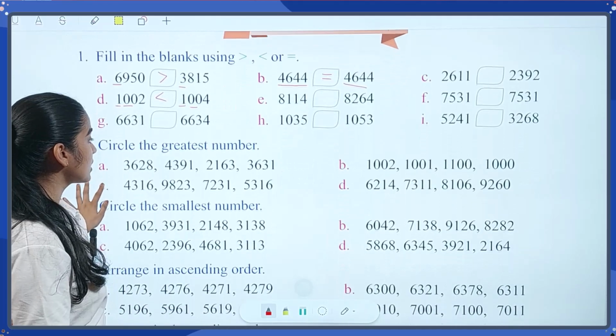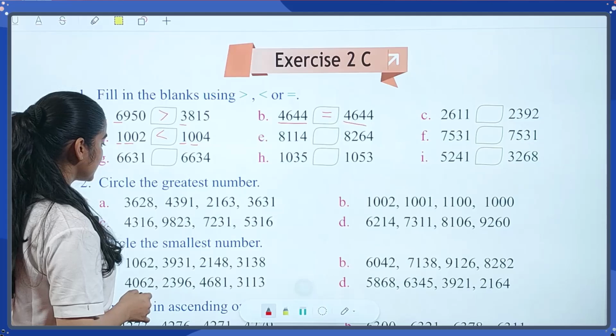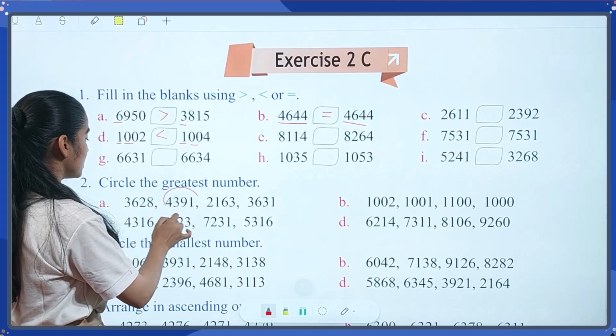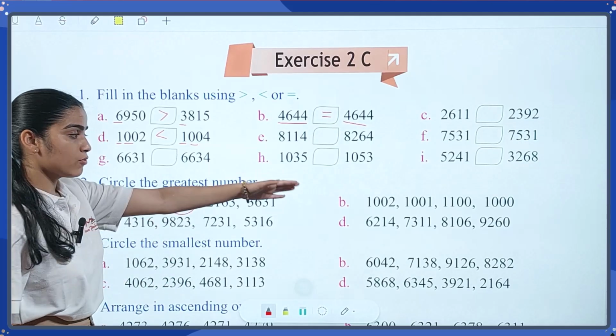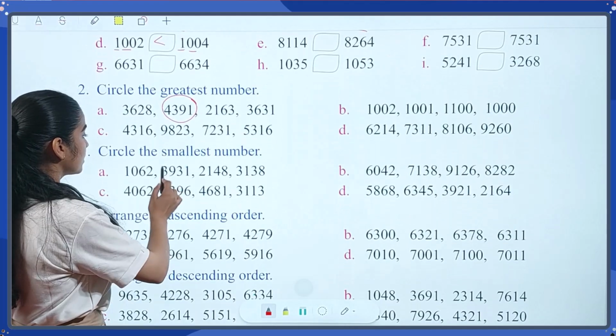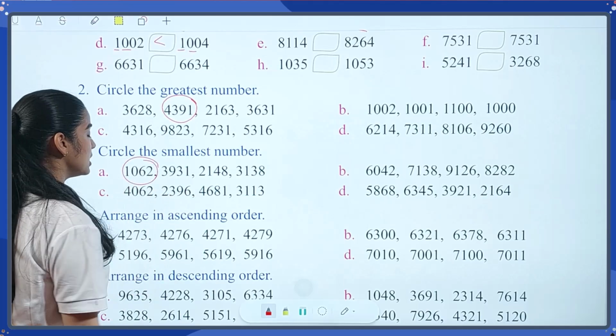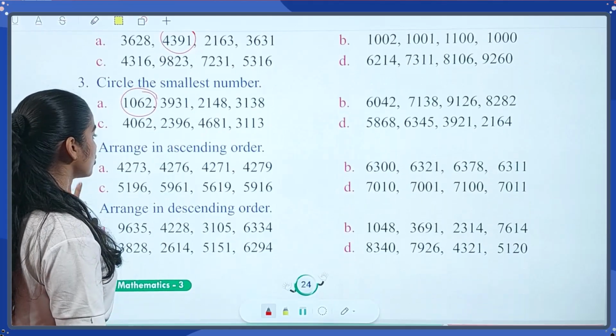Now circle the greatest number. So what is the greatest number in this? If you see, this is the greatest number you have. So you have to encircle the greatest number in the rest of them also. Circle the smallest number. So here we have the smallest number, 1062.